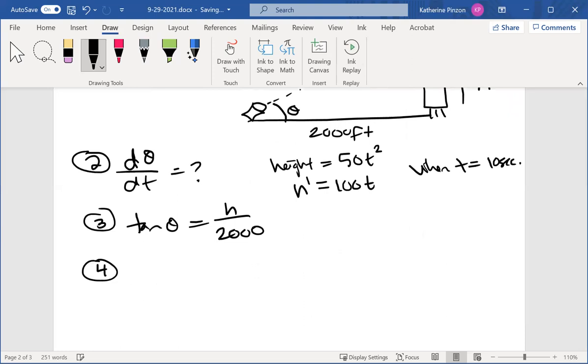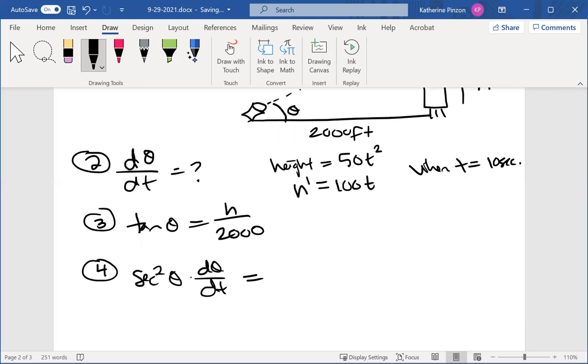Okay, step 4 says take the derivative with respect to t. Okay, derivative of tangent? Secant squared theta times d theta dt equals... close.